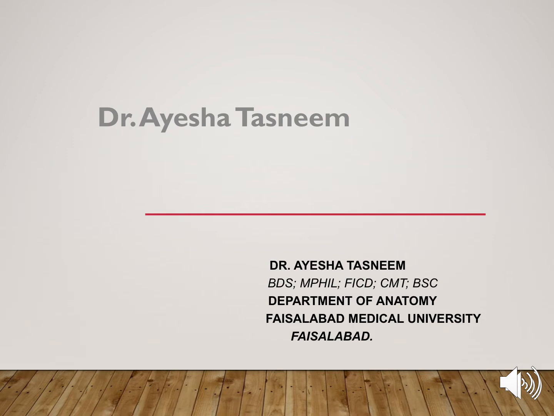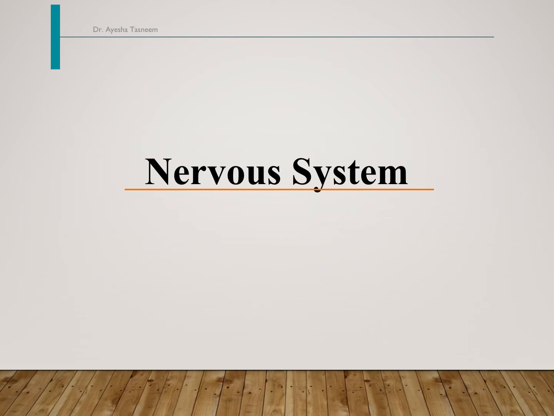Today we will discuss the general anatomy of the nervous system. This is our last system. By the end of this system, our general anatomy lectures will be over. Let's start with it. Nervous system.